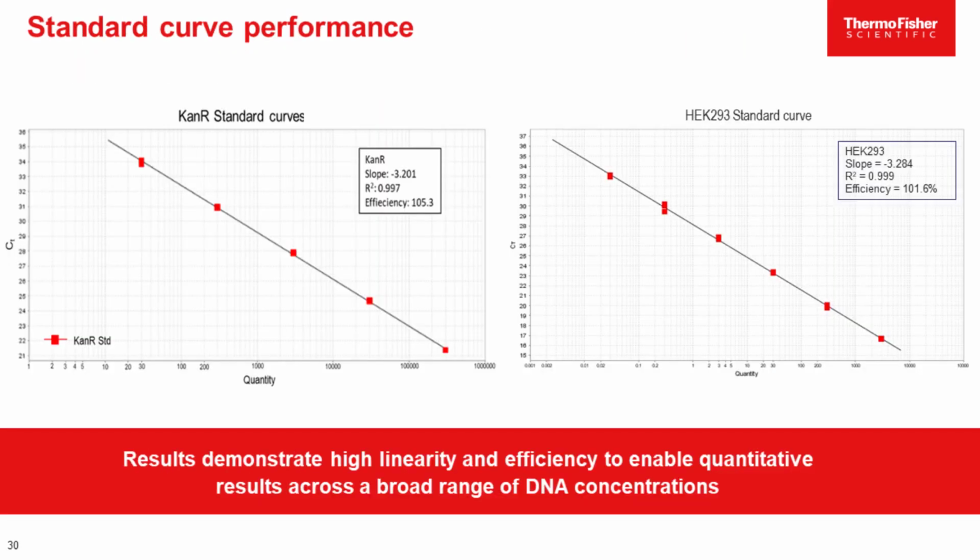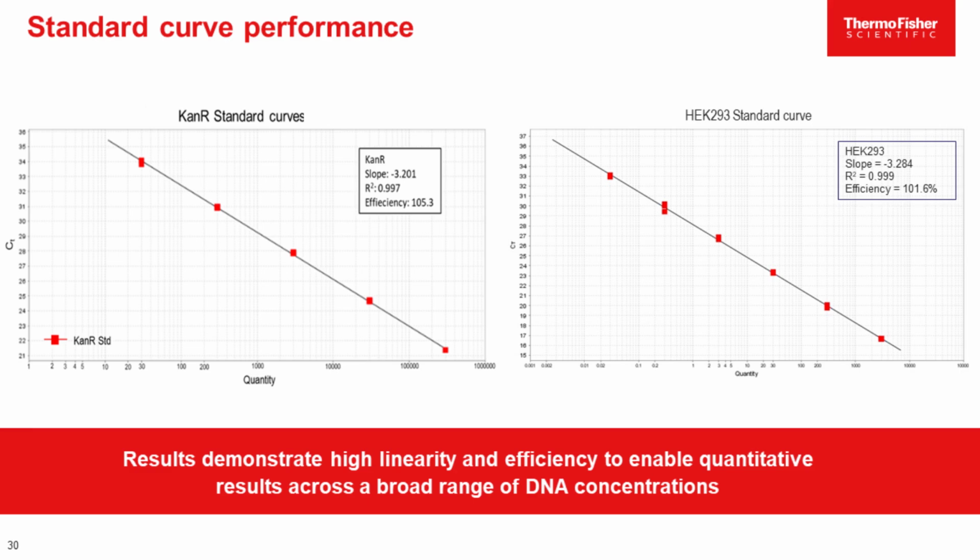The graph on the left shows the standard curve generated using serial dilutions of plasmid DNA standard provided in the kit. The dynamic range reaches from 30 to 300,000 copies. The second one shows the standard curve plot of an HEK293 DNA standard, also provided in the kit, ranging from 300 femtograms to 3 nanograms. This data proves the high sensitivity and broad dynamic range of these 2 assays.